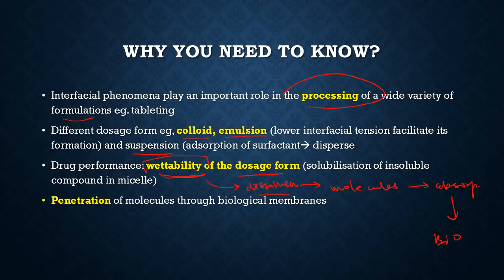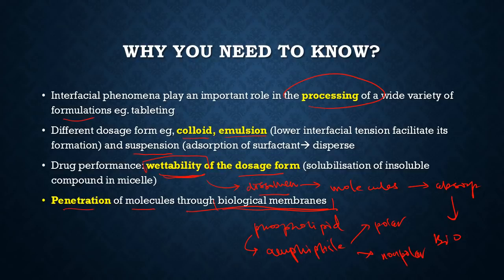And also it is very important for the penetration of molecules through biological membranes, because if you remember, in your first year you learned about biological membranes, which consist of phospholipids. All right, and a phospholipid is a compound that is amphiphilic, which has a polar head and a nonpolar tail. Okay, in that sense they are a kind of surface active agent, and how they affect the penetration of molecules through this membrane. Okay, with that I think I end your first lecture.